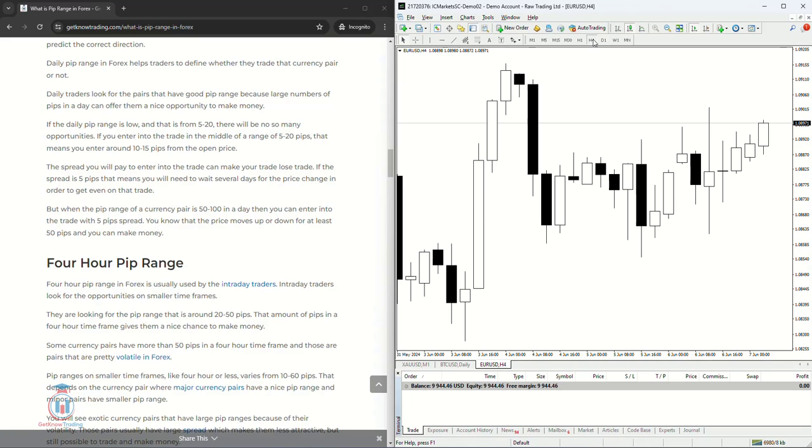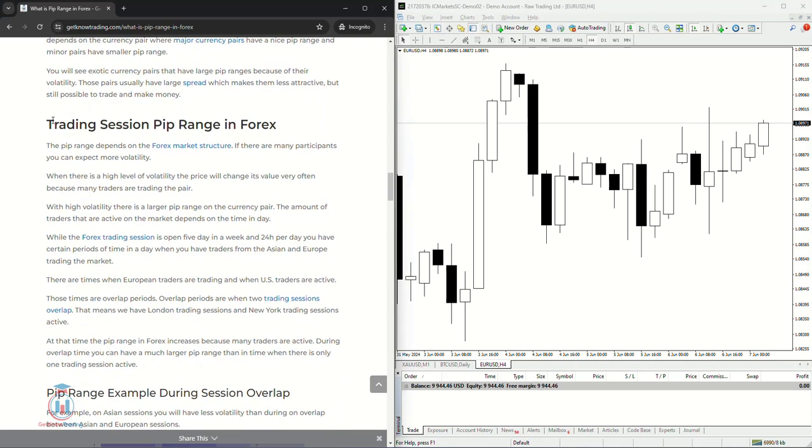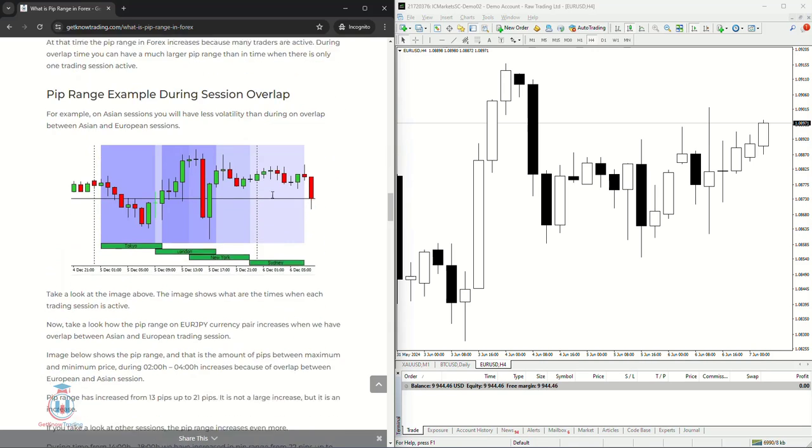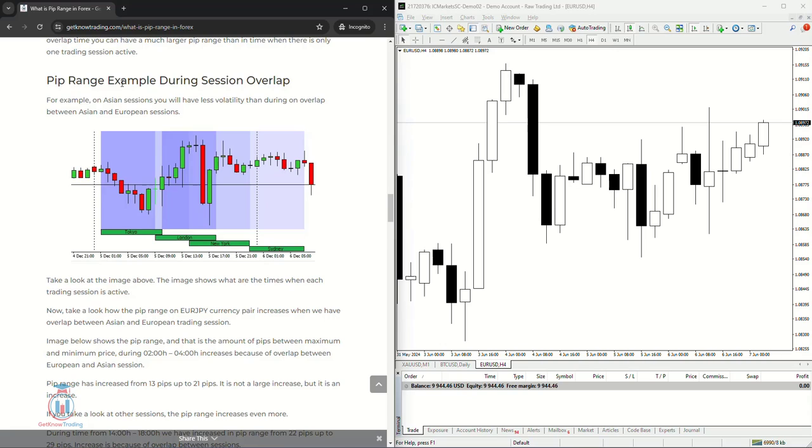The same analogy is for the 4-hour time frame. If you are trading on the 4-hour time frame, it would be nice to understand what is the pip range on average on the 4-hour time frame for the Euro USD. Now here you can have a look inside the article, a trading session pip range in the Forex. So pip range example during session overlap, so you can see what is the average of this Euro USD.